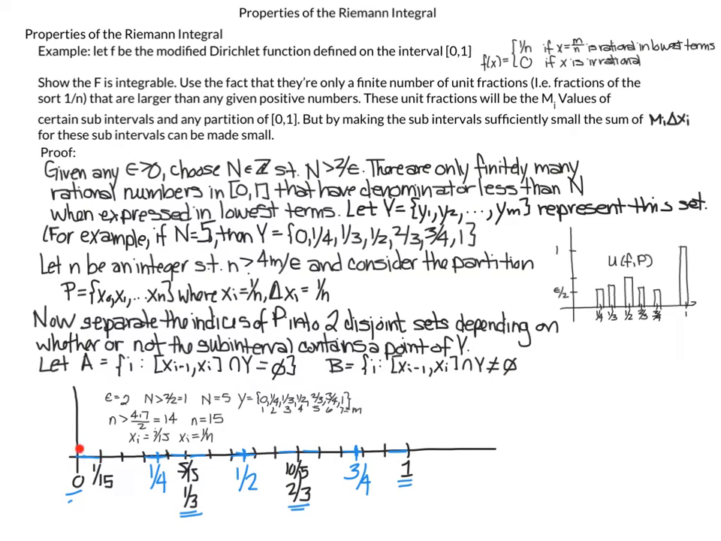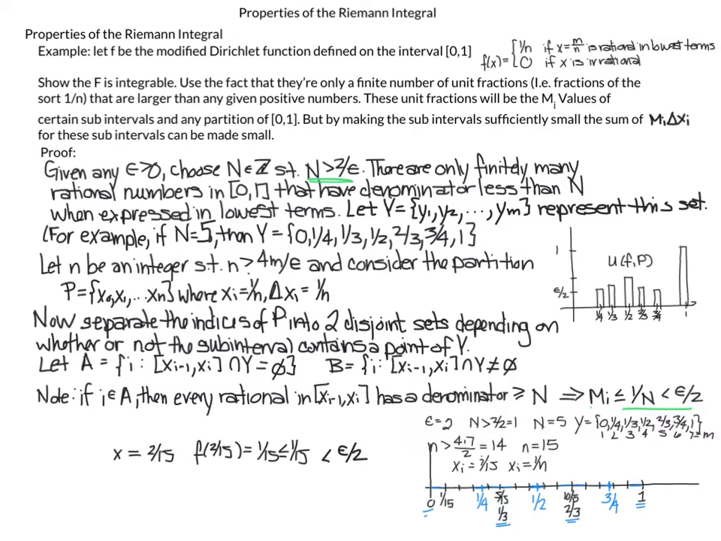This interval here intersects at 0. This interval contains the point 1/4. Both this interval and this interval here have 1/3 as the boundary point. This interval has 1/2, and both of these two intervals have 2/3 as a boundary point. This interval has 3/4, and this last interval has a boundary point of 1. And all these numbers underlined in blue are in y. So that's how we were going to separate our two sets of intervals and divide it up.